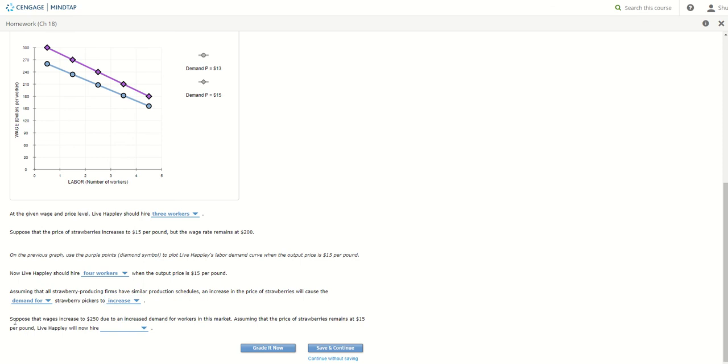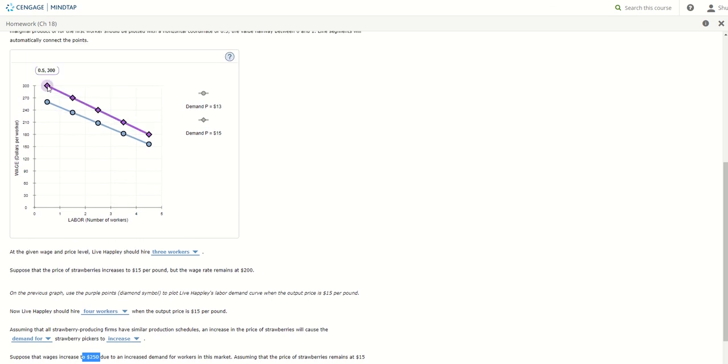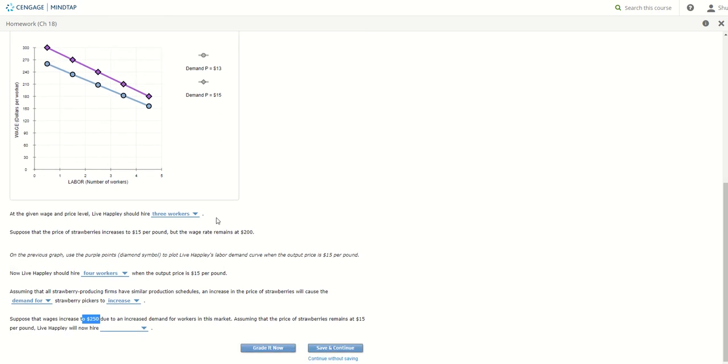Now suppose the wage increased to 250 due to an increase in demand for workers in this market. Assuming that the price of strawberries remains at $15 per pound, how many people would Live Happily hire now? Let's use the same concept. The first person can produce 300, we'll hire the first person. The second person produces 270, we'll hire him too. The third person is only 240, we don't hire him. So we only hire two people. Two workers will be hired.